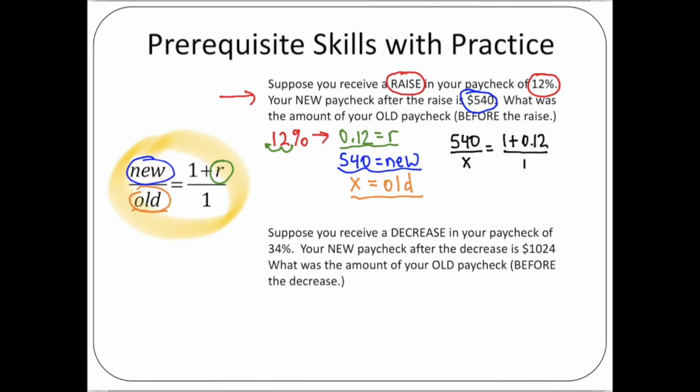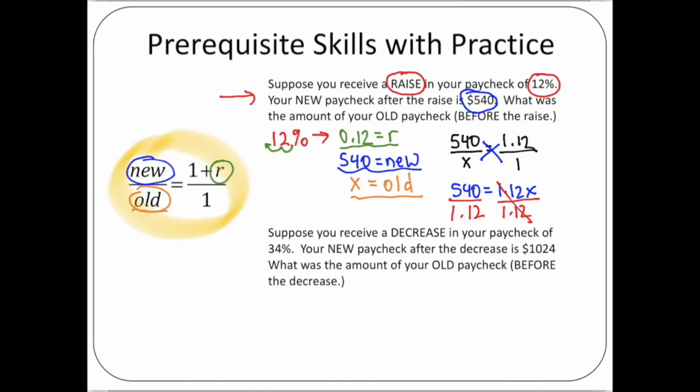Okay, so we dropped everything in, and I'm just going to simplify this, adding them up. And now we just have to do some crisscrossing. Let's solve this out using cross multiplying. So 540 times 1 is just 540. And then we have x times 1.12, which is going to be 1.12x. And then we are going to divide each side by 1.12.